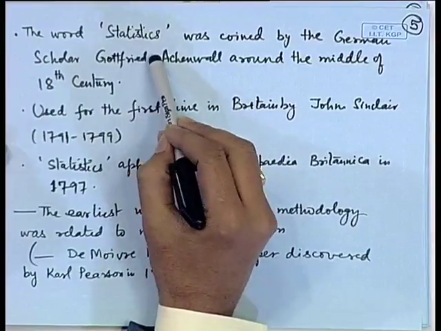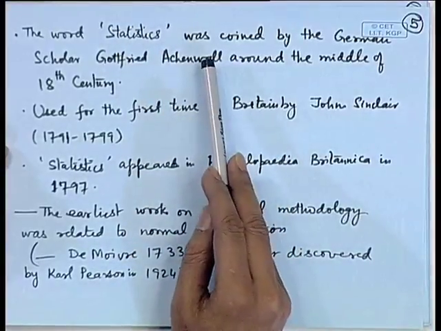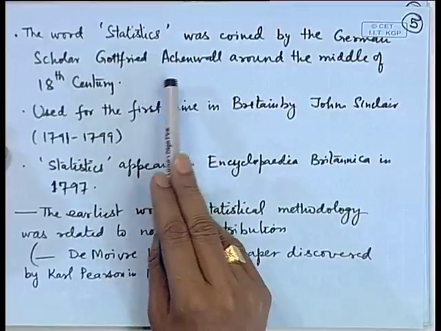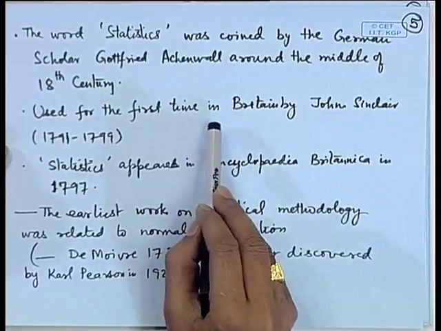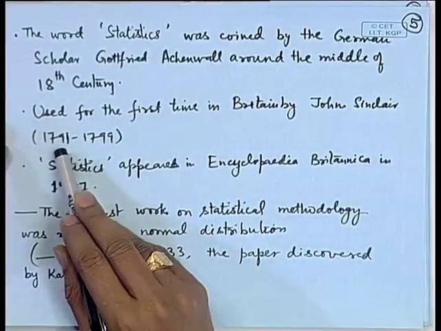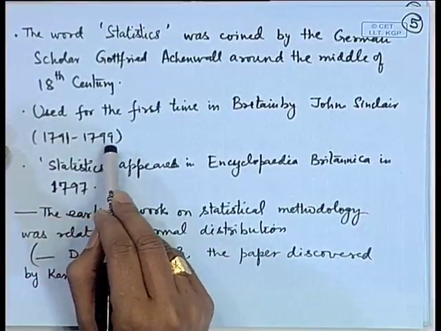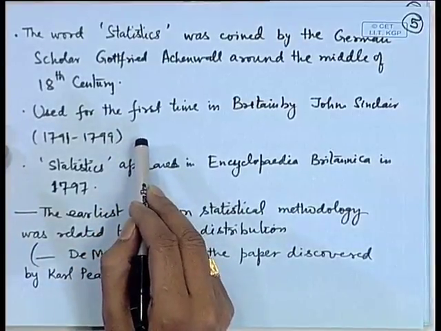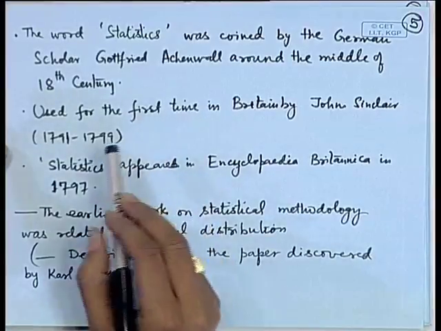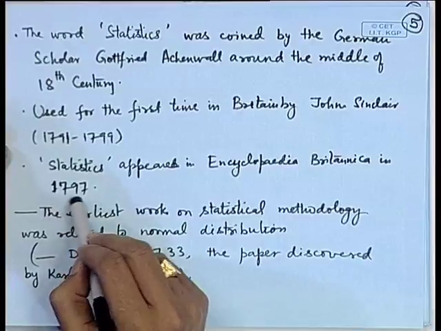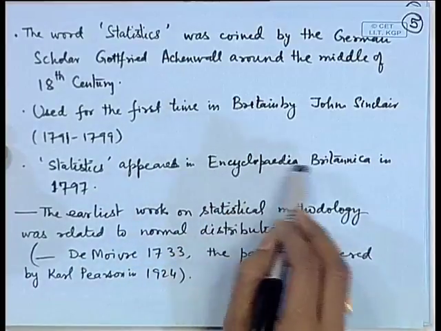However, the term statistics, as we use it for the subject in the singular, was coined by the German scholar Gottfried Achenwall around the middle of the 18th century, and it was first used in Britain by John Sinclair, who wrote a series of volumes from 1791 to 1799, which gave the communication between the ministers from Scotland on various aspects of the data. In the year 1797, the term statistics was used in the Encyclopaedia Britannica.